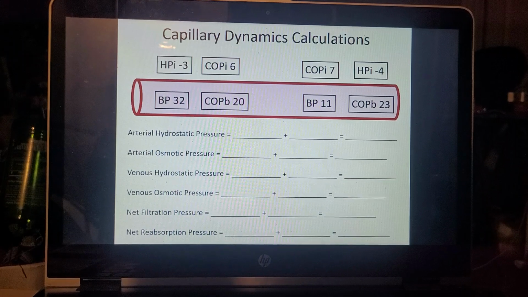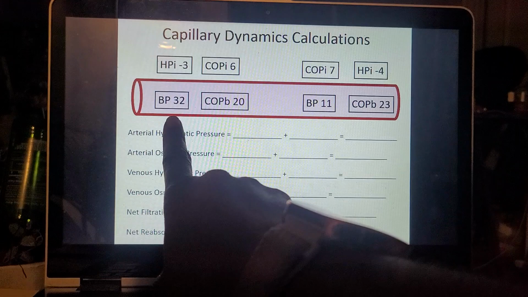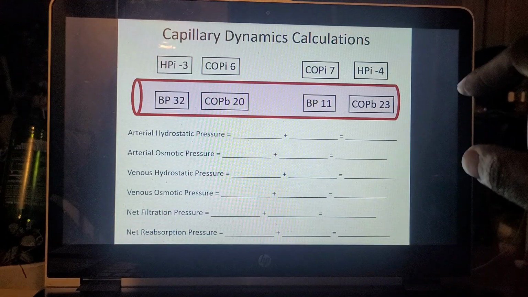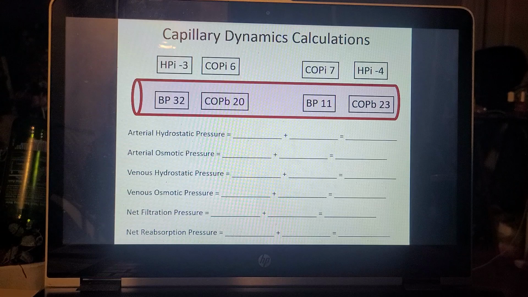So remember, compare apples to apples, oranges to oranges. So your hydrostatic pressures to each other, your colloid osmotic pressures to each other. And if they are going in the same direction, you add them. If they're going in the opposite direction, you subtract them.